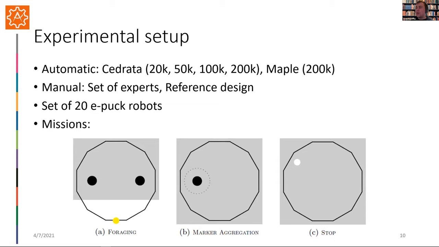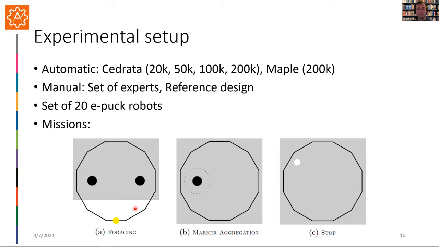We consider three missions. In foraging, the robots need to bring items from the black food sources into the white nest. Since the EPOCs do not really have any gripping abilities, we're just interested in an abstract idea of this foraging, where they just need to pass over the spots to pick up an item and to pass over the nest to drop off the item.